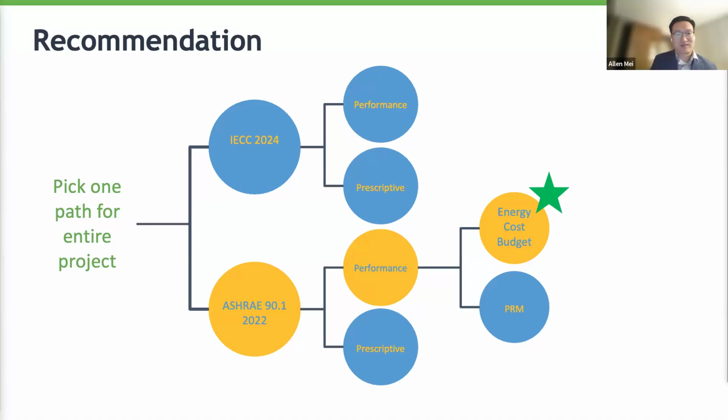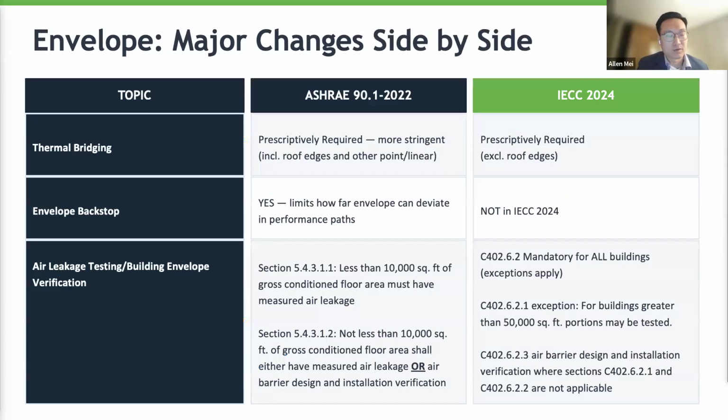In every code cycle since IECC 2009, I typically recommend a preferred path. And in this code cycle, I recommend ASHRAE 90.1 2022. And if you have to pick between performance path and prescriptive path, I would recommend the performance path and following the energy cost budget method. It's a one-to-one, system-to-system comparison that will give design teams the most flexibility. I'll tell you why.